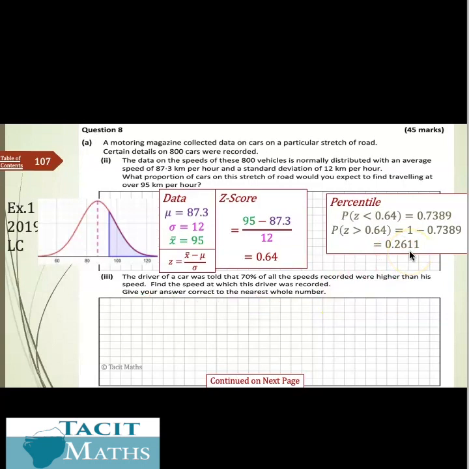Now what that translates as is that we'd expect 26.11% of the cars, of these 800 cars, to be traveling over 95 kilometers an hour.